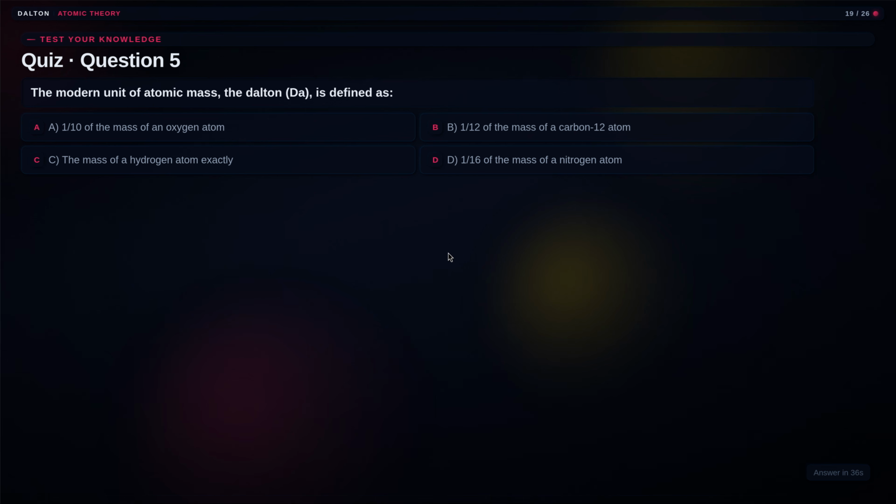1 Dalton is defined as 1/12 of the mass of a neutral atom of carbon-12, approximately 1.66 times 10 to the minus 27 kilograms. The unit honors John Dalton's pioneering work in establishing relative atomic weights. This standard replaced earlier definitions based on hydrogen or oxygen, providing a consistent reference for all atomic mass measurements.